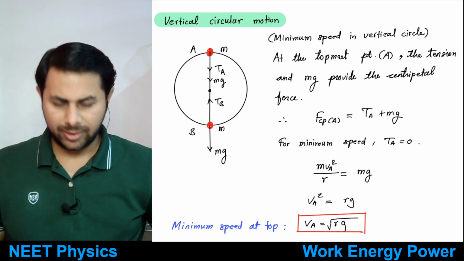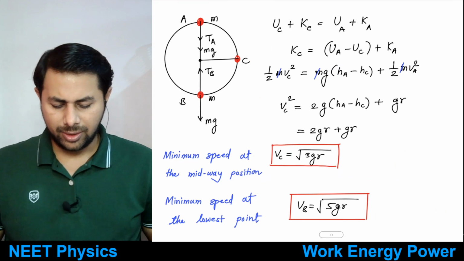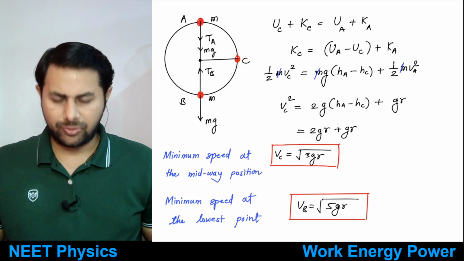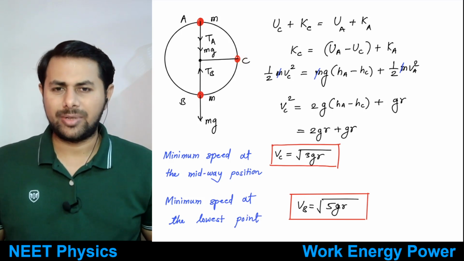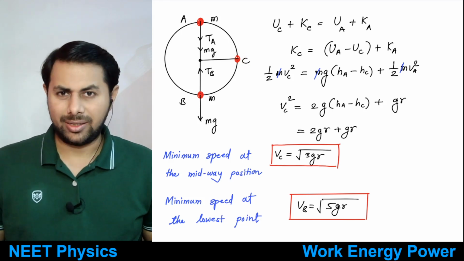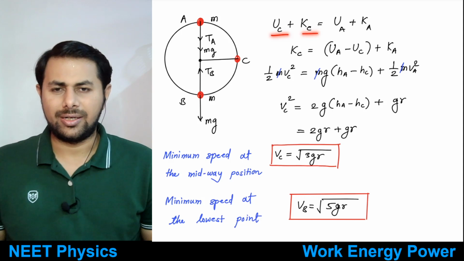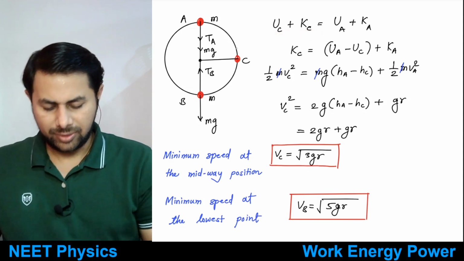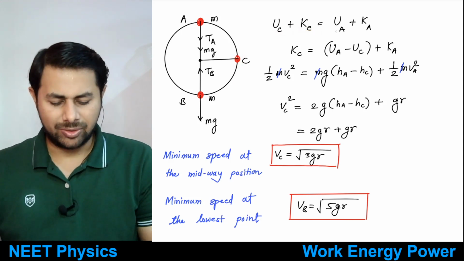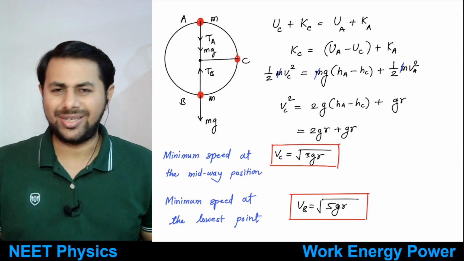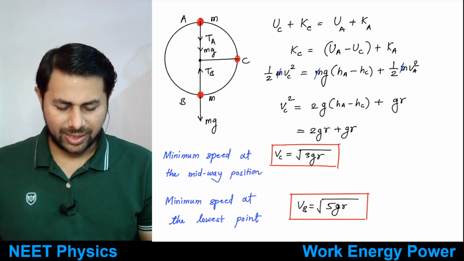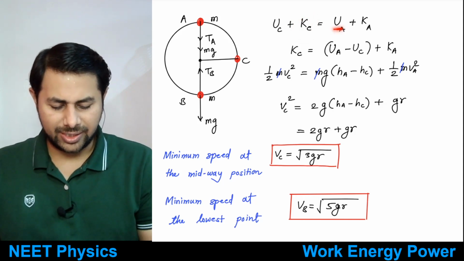Okay, good. Now I have to find the minimum speed at point C, suppose. So I will apply the law of conservation of mechanical energy. What is the law of conservation of mechanical energy? The sum of potential and kinetic energy remains conserved. So I can say the potential energy at C plus kinetic energy at C is equal to potential energy at A plus kinetic energy at A.